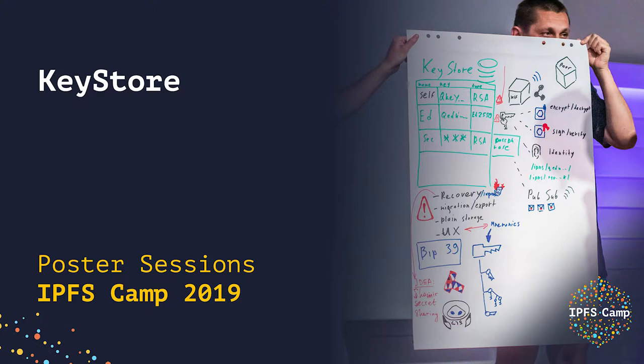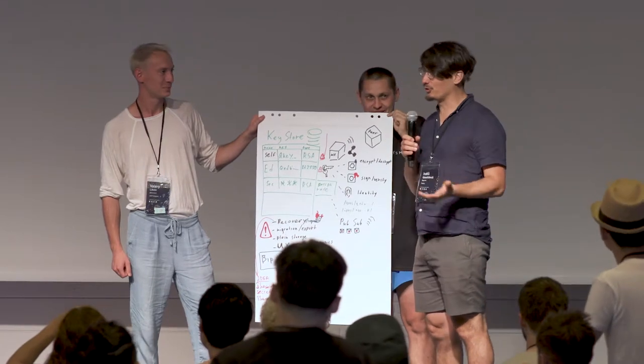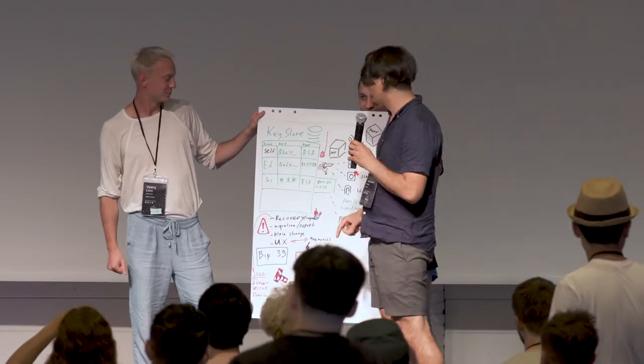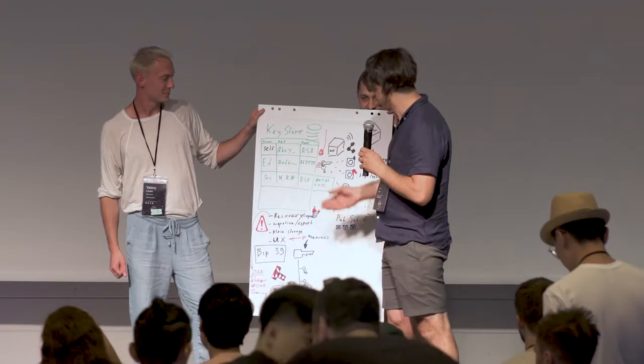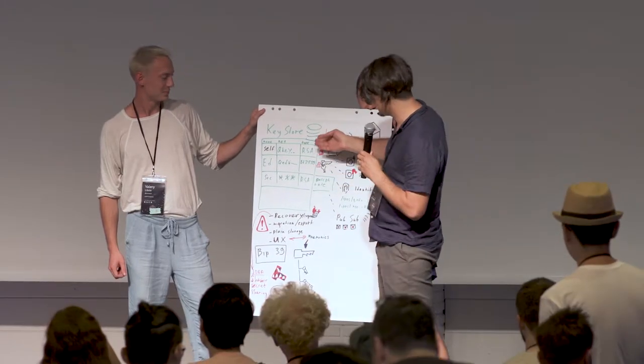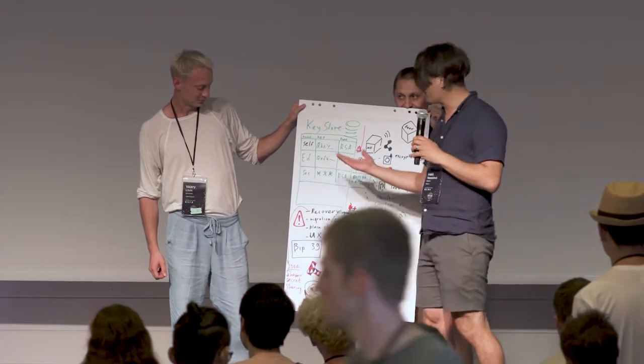So, we want to talk about KeyStore and what it's used for. You can think of a KeyStore as the address book for your keys. You assign them names, and there are keys that you can't remember because they're even longer than CIDs. They can be of different types. They can be RSA, they can be Ed25519, or many others.